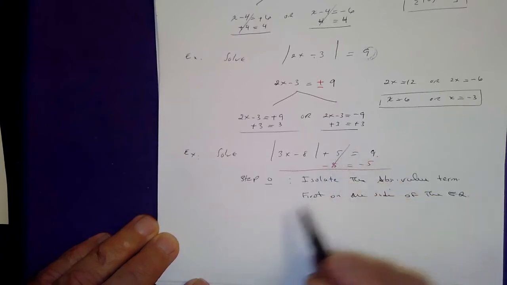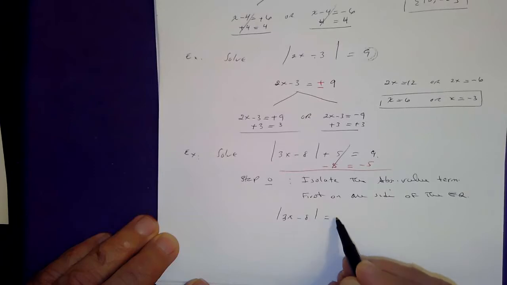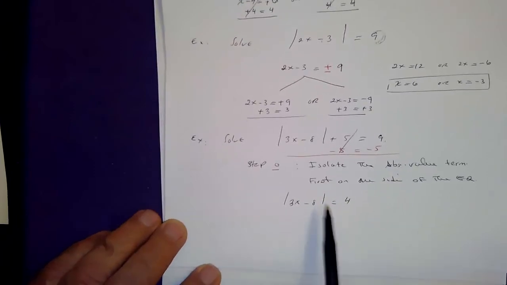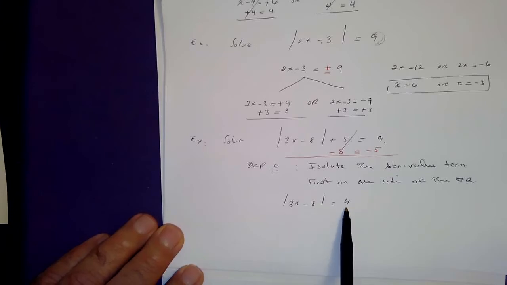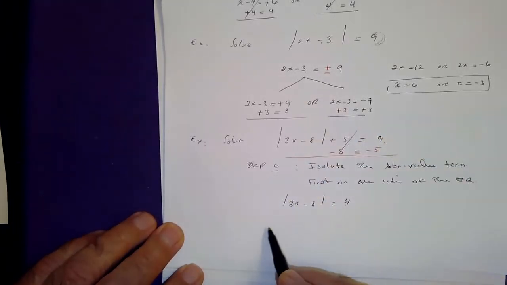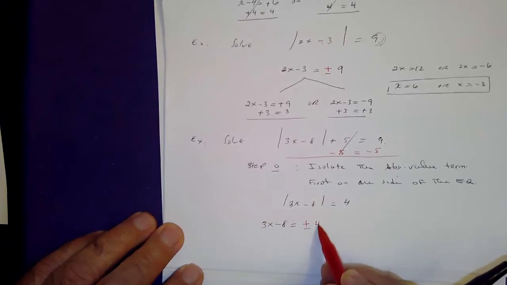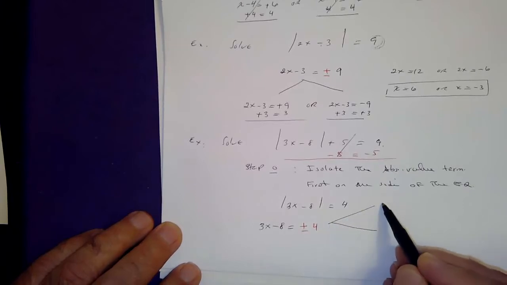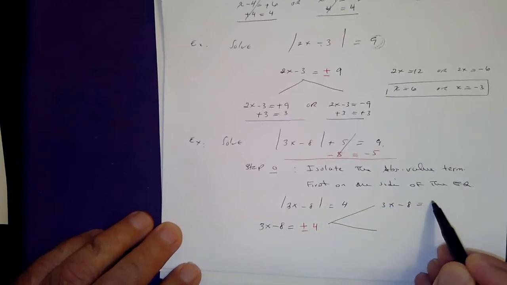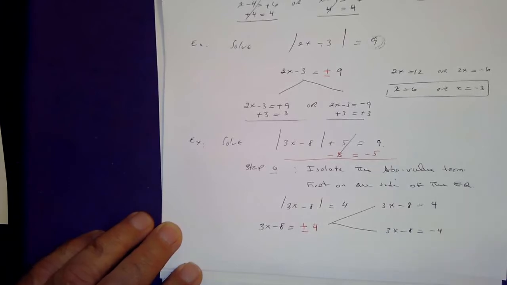Okay, so these guys cancel. So you get absolute value of 3x minus 8 is equal to 4. Now that you isolated the term with absolute value in it, the expression with absolute value around it, now you follow the steps. What is it? Drop the bars and attach plus or minus to the right side, which results in two separate equations. Either 3x minus 8 is equal to 4 or 3x minus 8 is equal to negative 4.